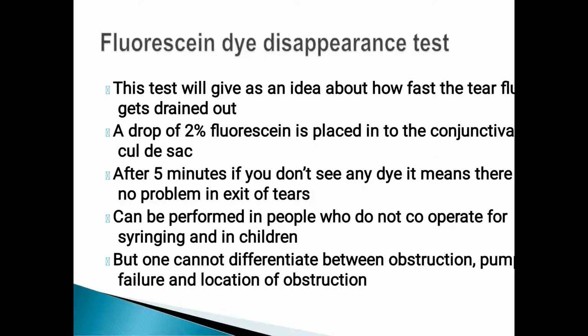Then we can also do the test called the fluorescein dye disappearance test, which will give an idea how fast the tear film gets drained out. It's also a very simple test. Just put a drop of 2% fluorescein into the eye, and after 5 minutes, if you don't see any dye in the eye, then you can infer that the dye has gone into the nose. Okay, and it can be performed in people who do not cooperate for syringing, such as children.